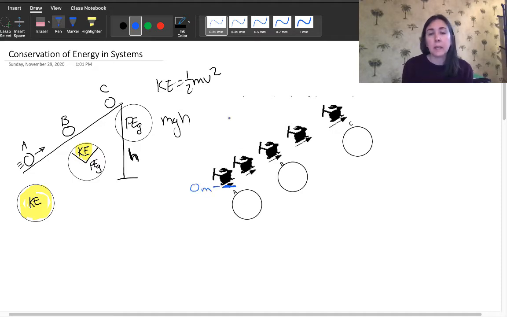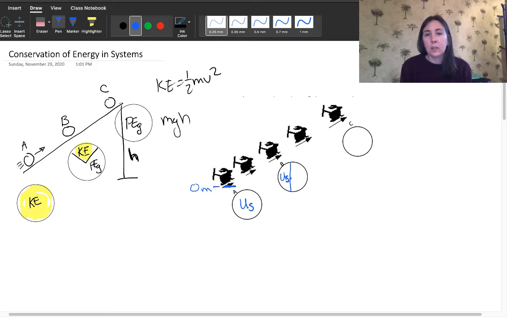At the very beginning, at the base of this hill, this is a wind-up toy, and so all of the energy in this wind-up toy is stored in a spring. And so I'm going to call this US. You have all elastic potential energy at the beginning. As this rabbit moves up the hill, there's going to be less elastic potential energy. Maybe at point B, it's actually half of this pie is elastic potential energy.